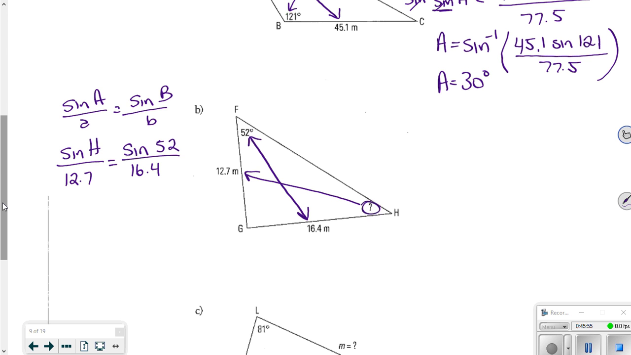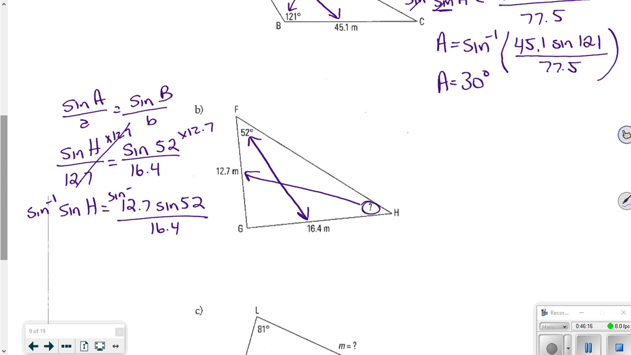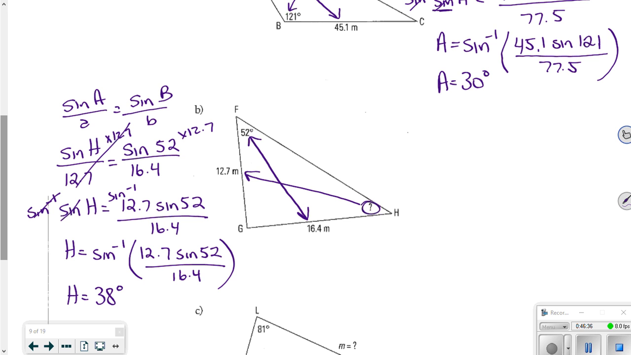Now we rearrange, we times by the 12.7, which cancels, leaves sine H equals 12.7 times sine of 52 over 16.4. Inverse sine gets rid of the sine on this side. So that cancels. H equals inverse sine of 12.7 times sine of 52 divided by 16.4. And so capital H, our angle H, equals 38. And because it's an angle, it's degrees.